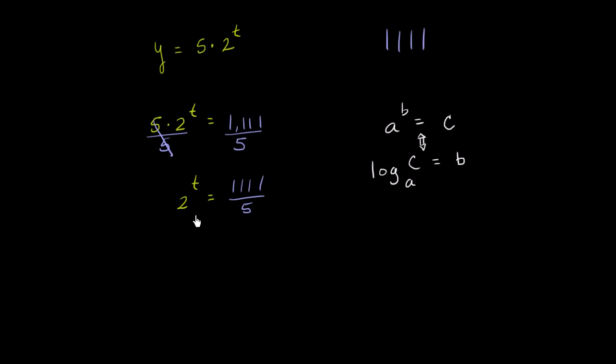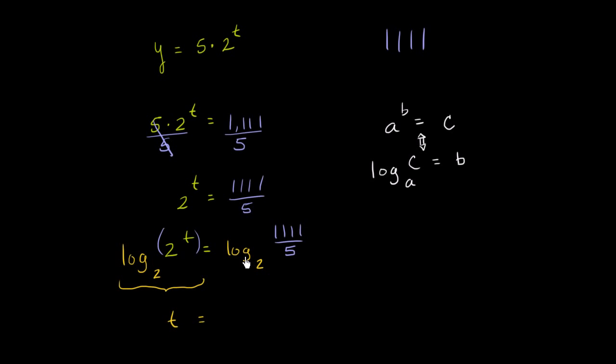So let's take log base 2 of both sides of this equation. So on the left-hand side, you have log base 2 of 2 to the t power, and on the right-hand side, you have log base 2 of 1,111 over 5. Now, why is this useful right over here? So this is, what power do we have to raise 2 to get to 2 to the t power? Well, to get to 2 to the t power, we have to raise 2 to the t power. So this just simplifies to t.